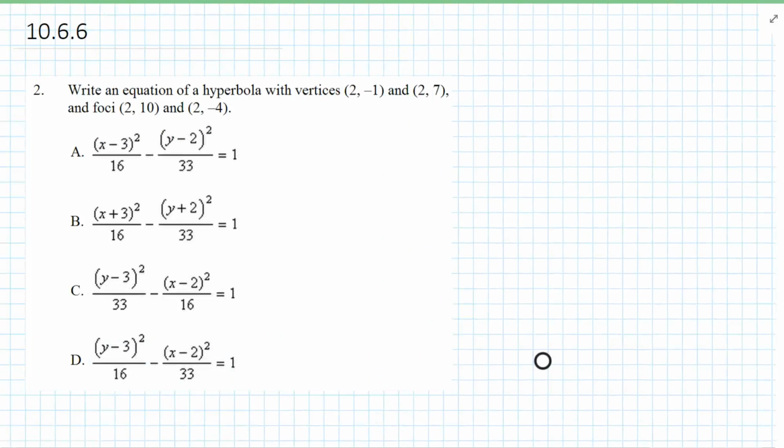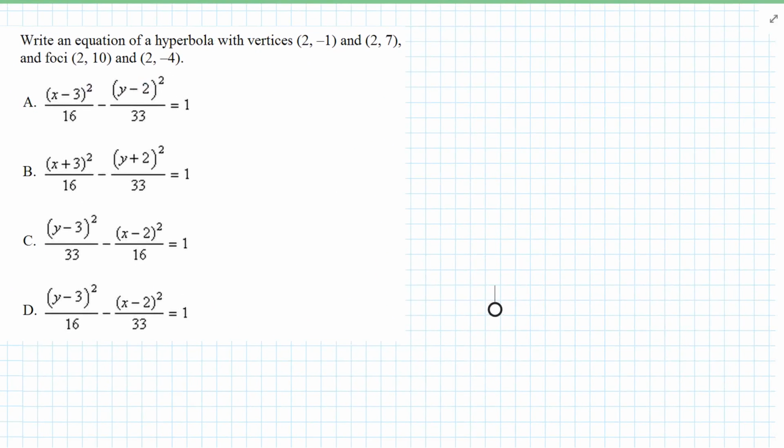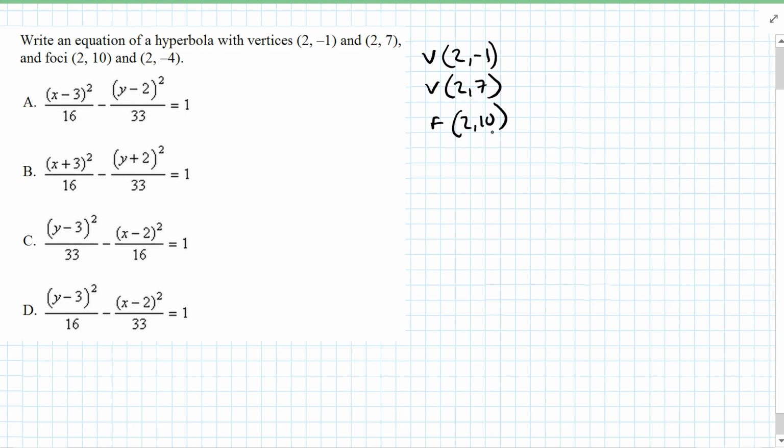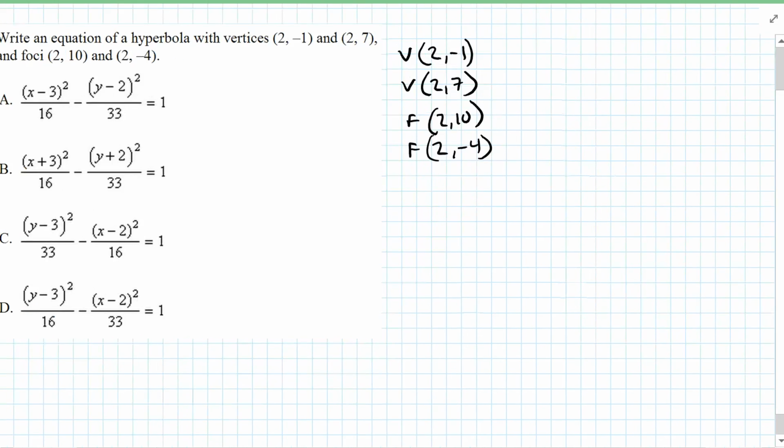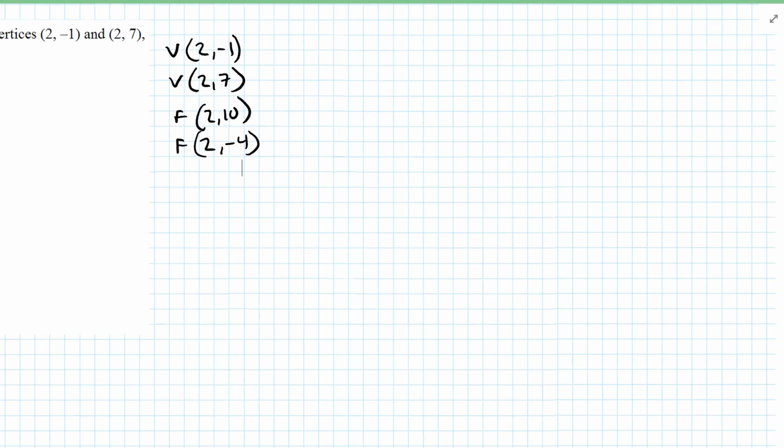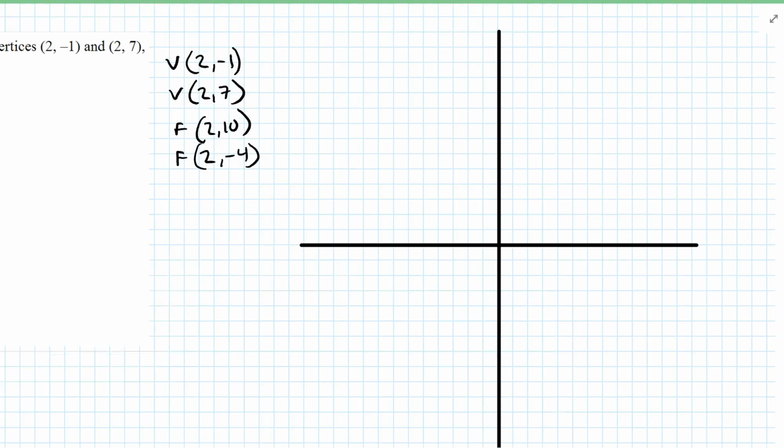Write an equation of a hyperbola with vertices at 2, -1, 2, 7, and the foci at 2, 10, and 2, -4. So I got vertices at 2, -1, 2, 7, and I have foci at 2, 10, and 2, -4. Alright, let's plot the vertices at 2, -1, and 2, 7, 2, 3, 4, 5, 6, 7. So they're the vertices. The foci are at 2, 10, and 2, -4.